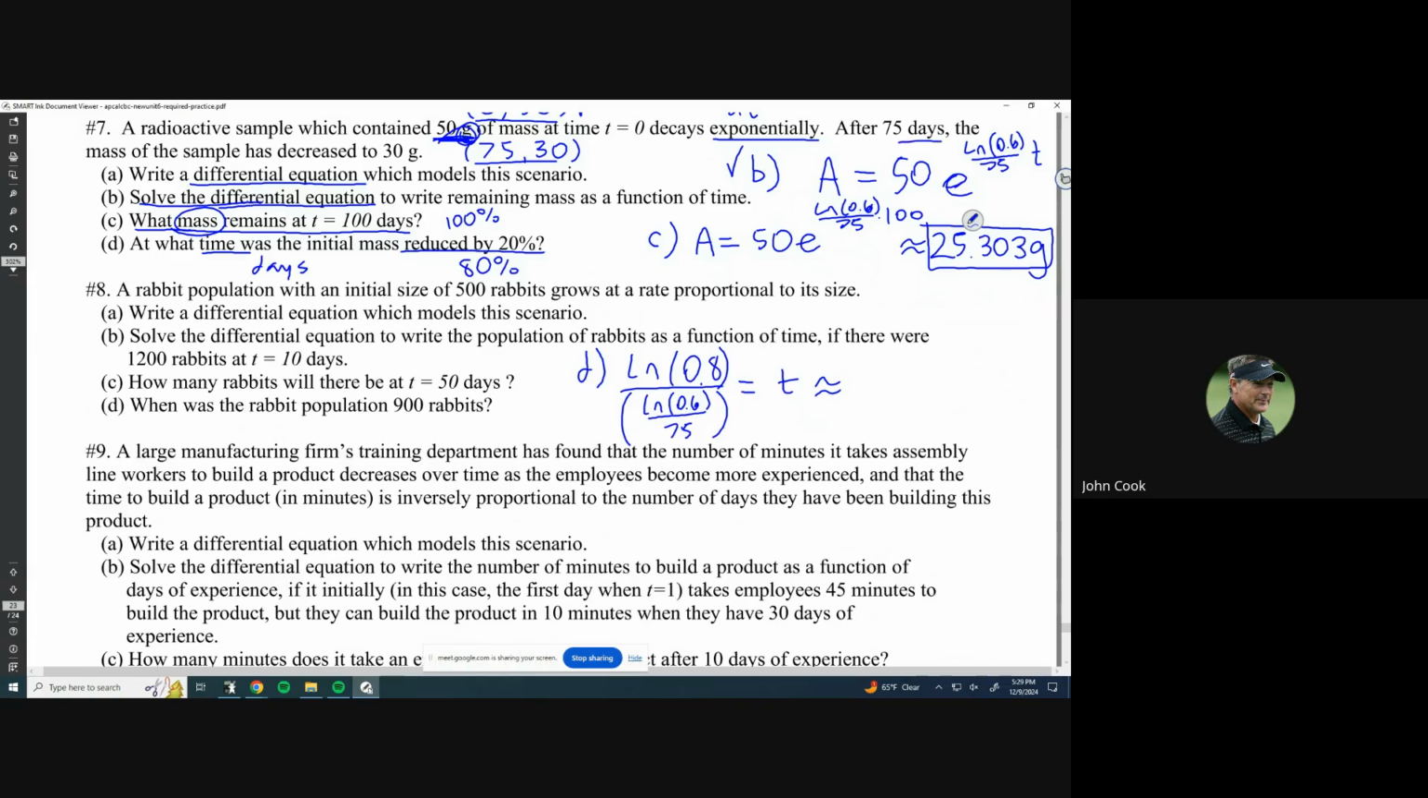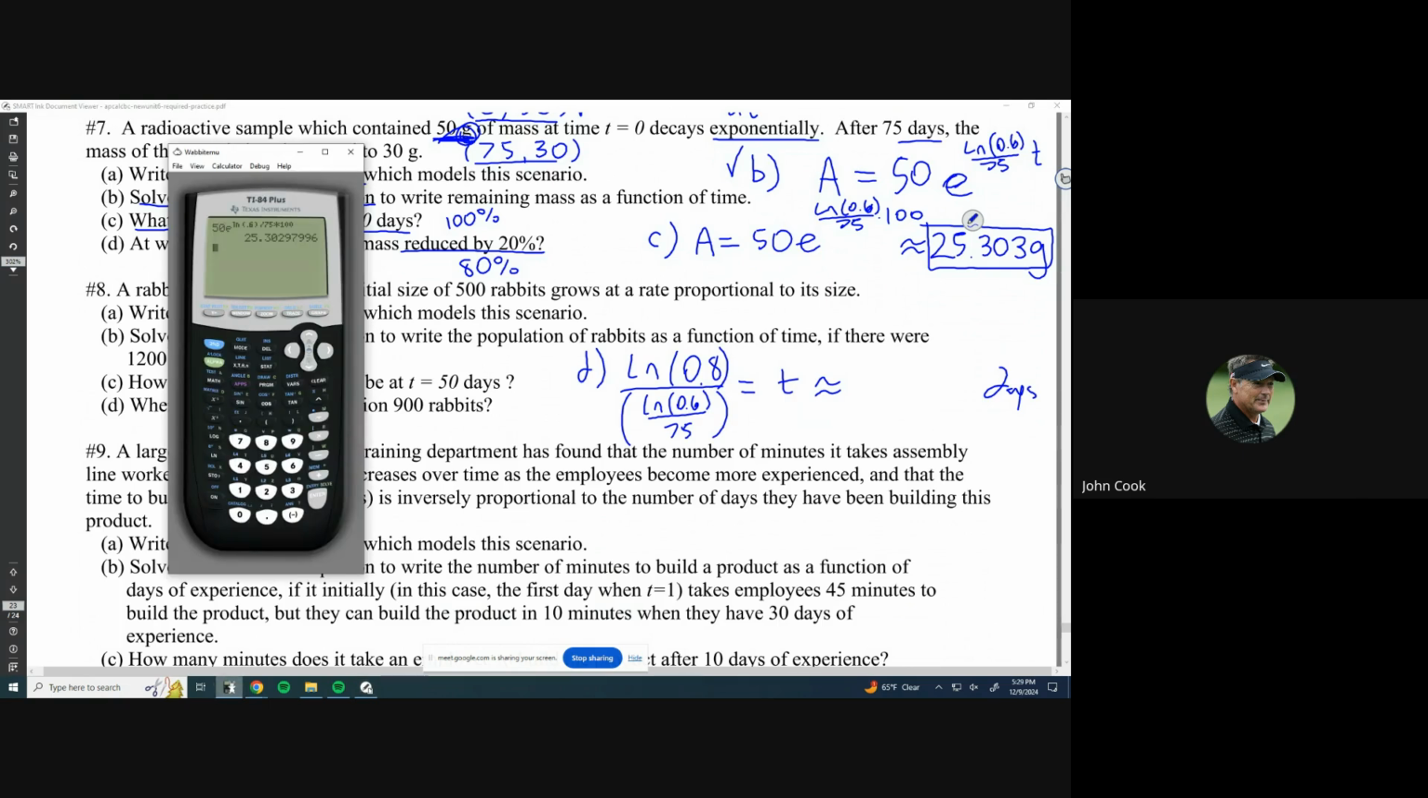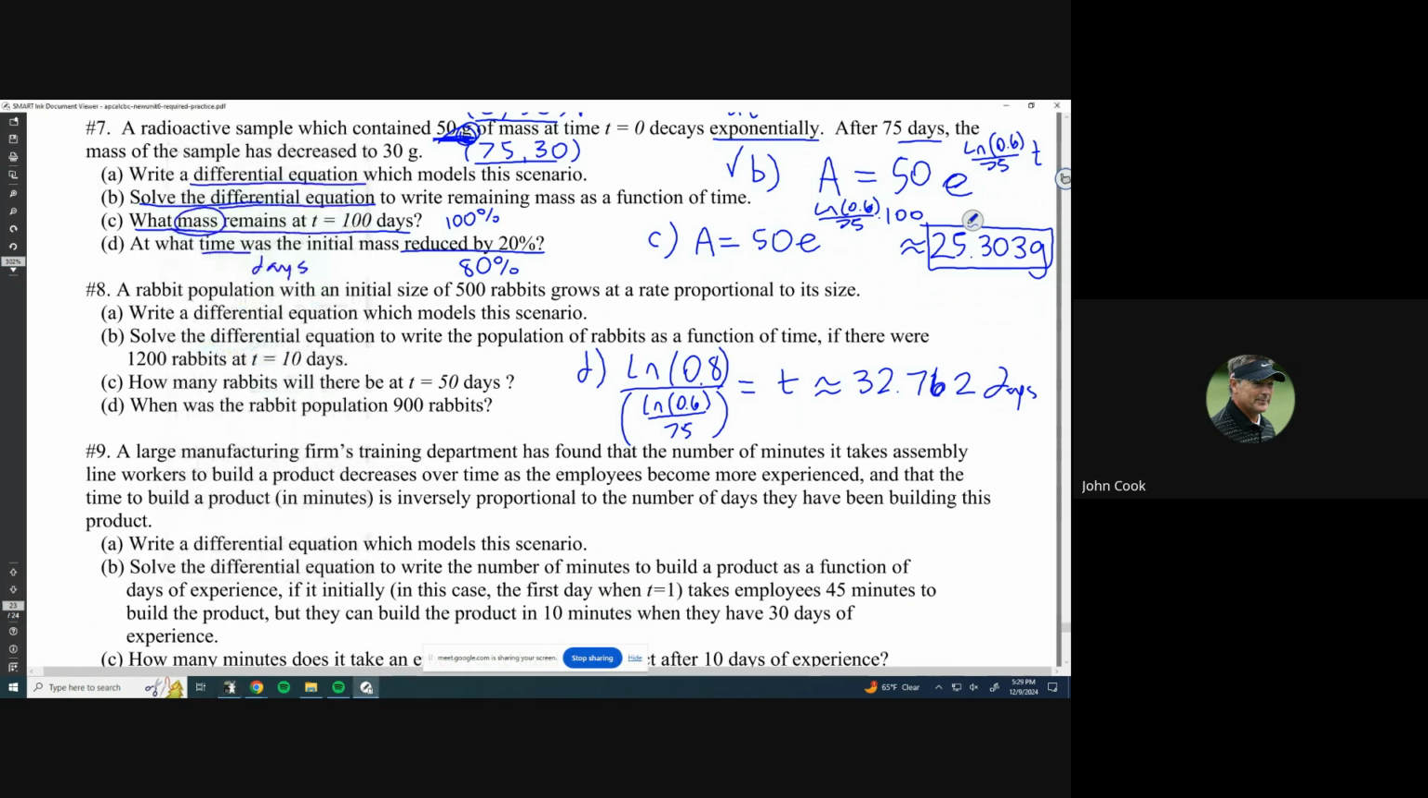Okay, so let's type it into our calculator and round it to 3 decimal places. Our units are days. So we've got natural log of 0.8 divided by parentheses natural log of 0.6 over 75 and the parentheses, so that groups the whole bottom part together, and then equals, and there's the number of days it's going to take for it to reduce by 20%, 32.762 days. There you go. So there's number 7. A, B, C, and D.